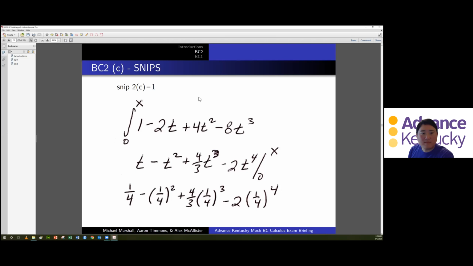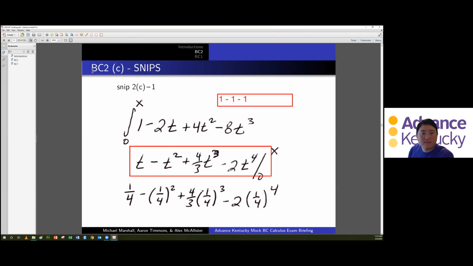All right. Let's see. On this one, they've got the correct 2 terms. Next terms are correct. They've substituted in the 1/4. There's no need to simplify. So this is a 1, 1, 1. Okay, next one.